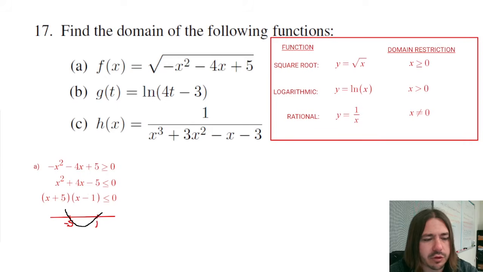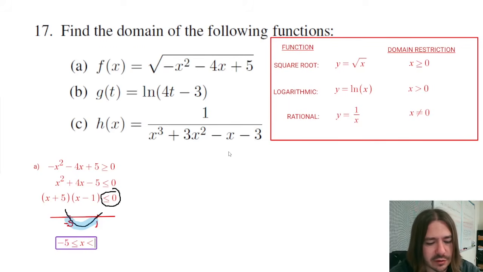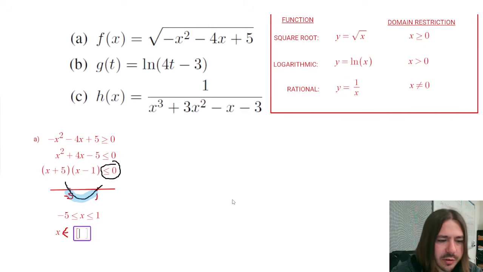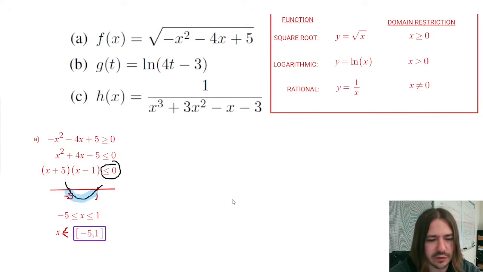Now what I'm looking for here are the intervals where the function's values are less than or equal to 0. And so we can see that these are going to be less than or equal to 0 down here, in between negative 5 and 1. And this is an inclusive inequality, so we're going to say less than or equal to. So negative 5 is less than or equal to x is less than or equal to 1. We can also write this using set notation. We could say x is an element of the set, all the numbers between negative 5 and 1, inclusive. So I'll use brackets instead of parentheses to indicate the inclusivity.